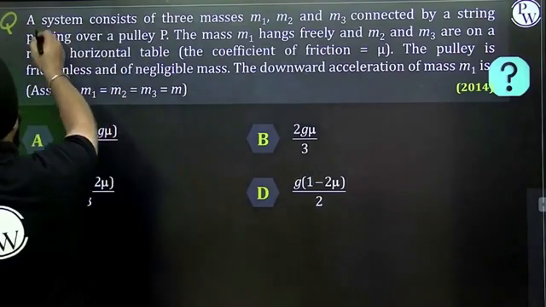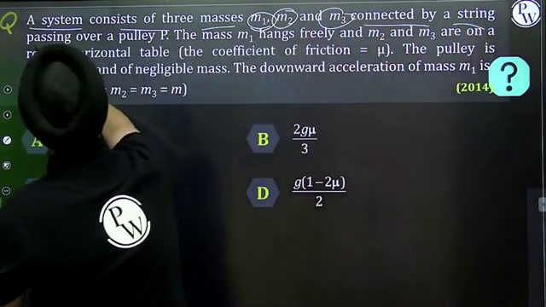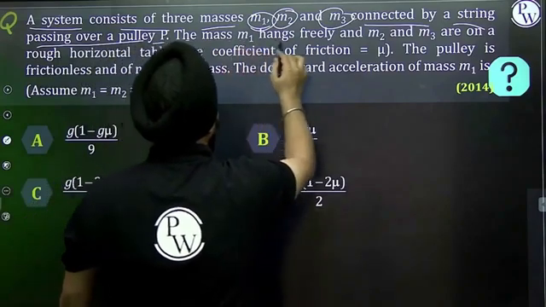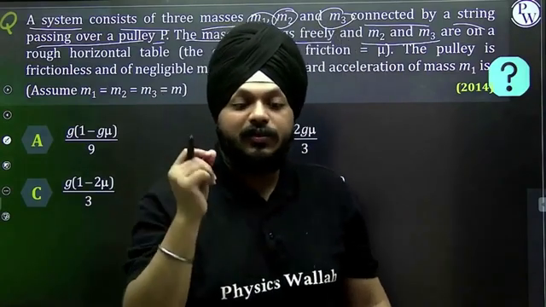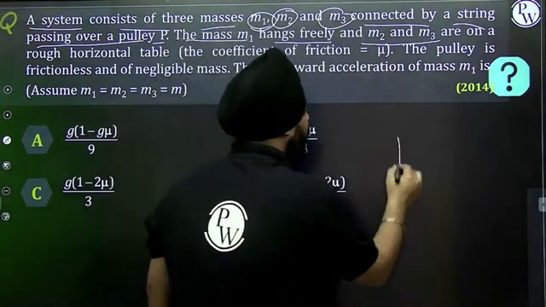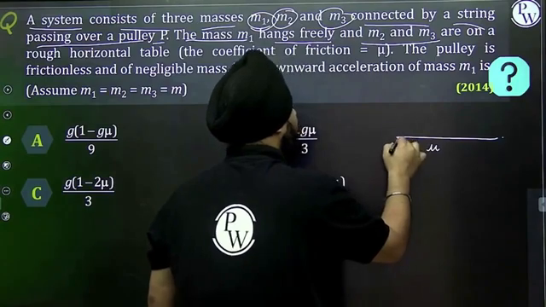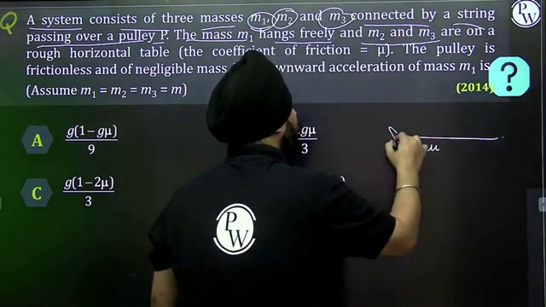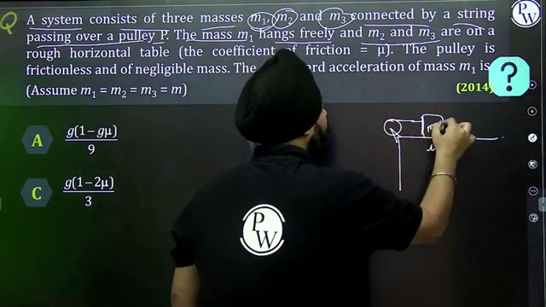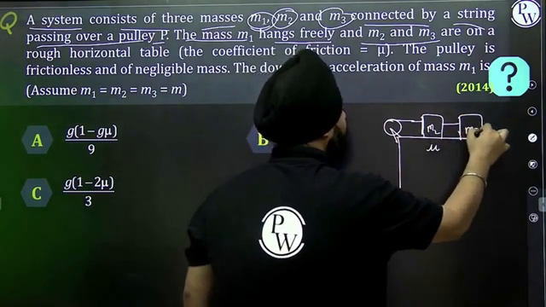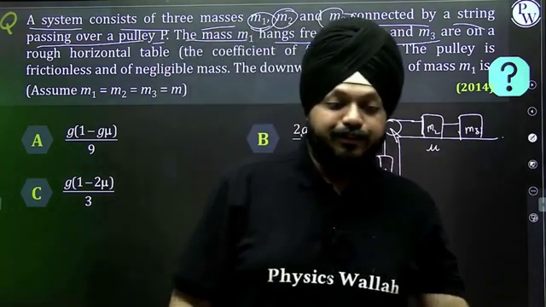See, a system consists of 3 masses M1, M2 and M3 connected by a string passing over a pulley P. The mass M1 hangs freely and M2 and M3 are on the rough horizontal surface. The situation is like that, right? This is a rough horizontal surface with a coefficient of the friction mu, right? This is a pulley connected. Here M2 is connected, and with M2, M3 is connected, and M1 is hanging freely. Situation is like this way.